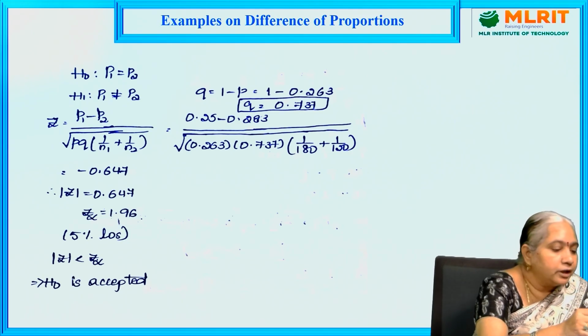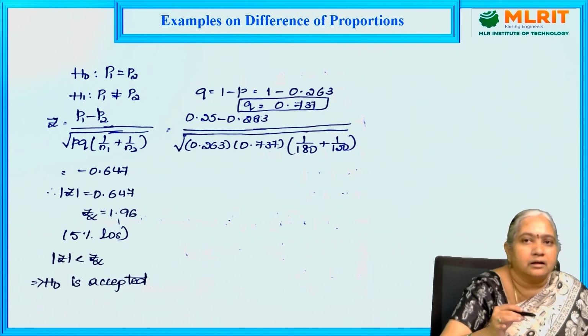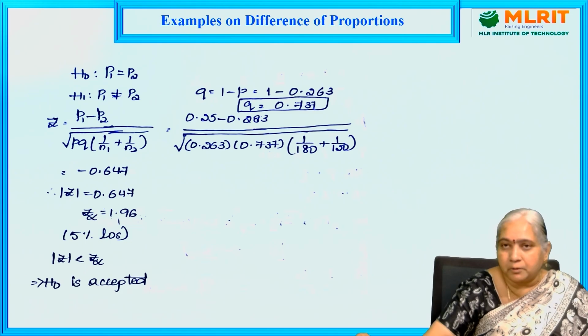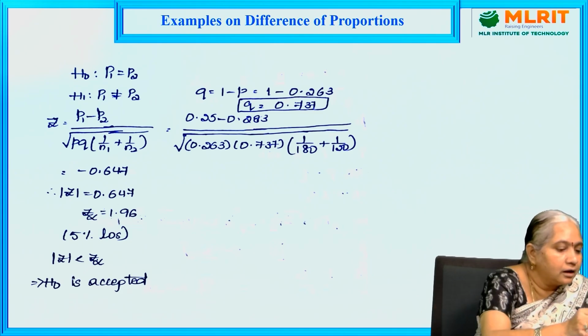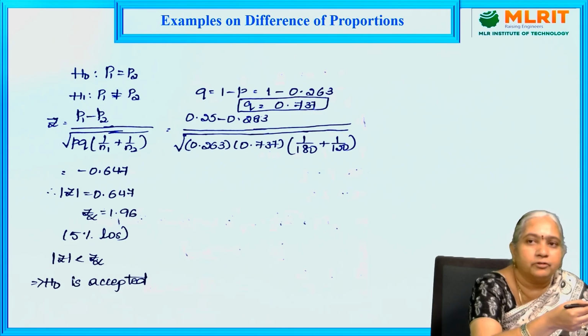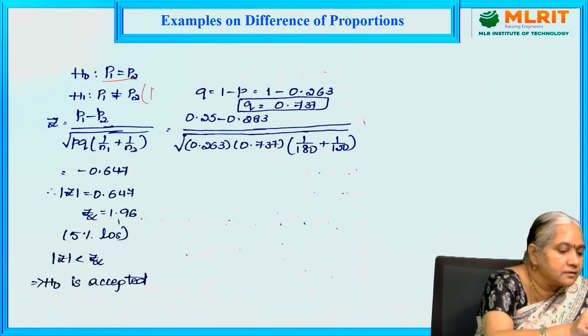Now we define the null hypothesis H0: P1 equal to P2. That means there are an equal number of defective items from both populations, from type A or type B. So these two samples are drawn from the same population. Now the alternative hypothesis is P1 not equal to P2, that is a two-tailed test.